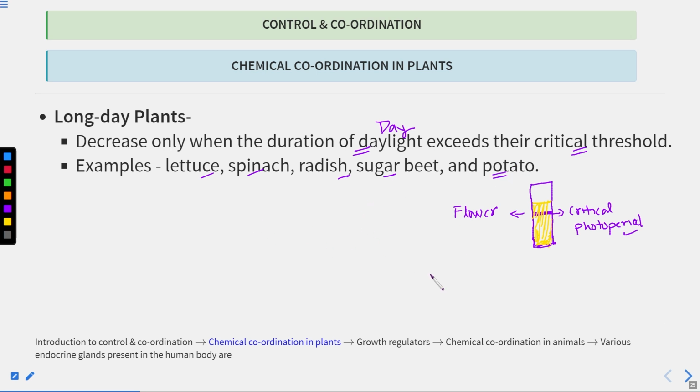Okay, so here you can write it will flower when the daylight or the day length is more than the critical photo period. Clear? Okay, so day length is more. So suppose in 24 hours, you have 14 hours of day and 10 hours of the night. Clear?